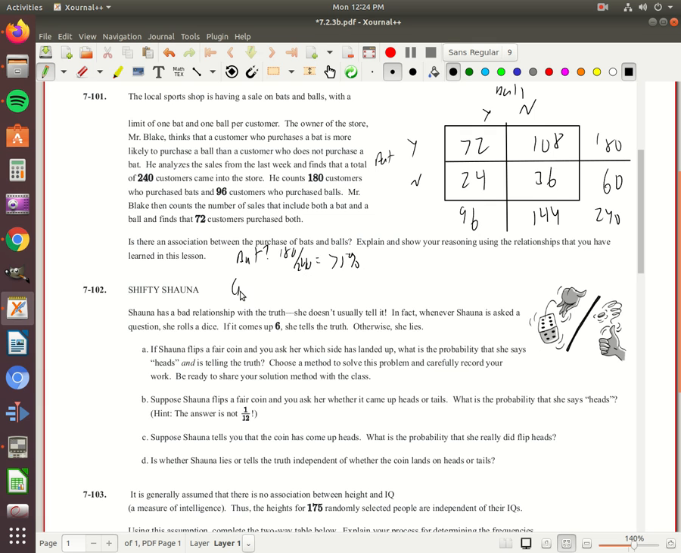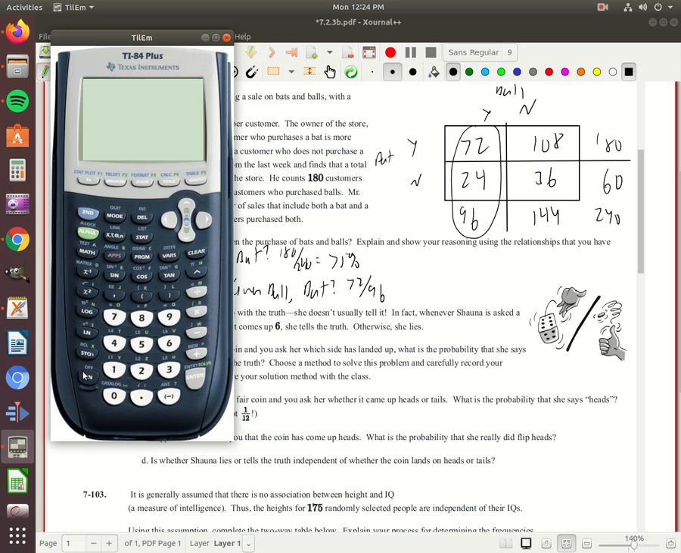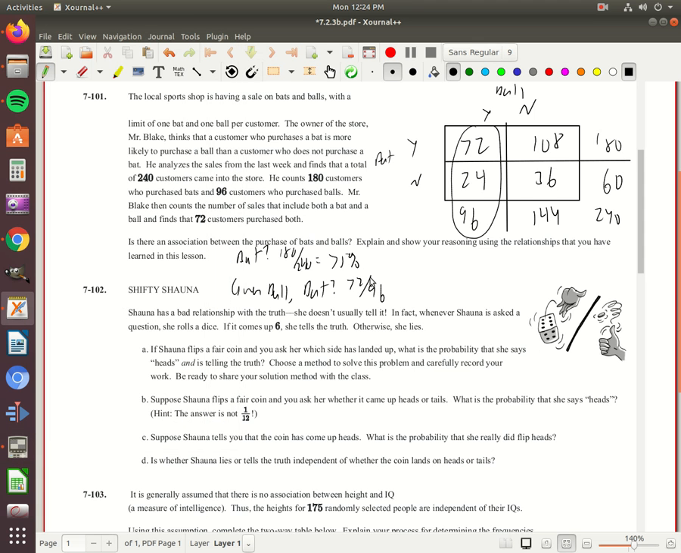Then, given that you bought a ball, did you buy a bat? So we're only asking people that bought a ball, did you buy a bat? And it's 72 out of 96. So we'll divide 72 by 96, and we get 75% again. So we would say there is no association. It doesn't matter if you bought a ball, you're no more likely to buy a bat.